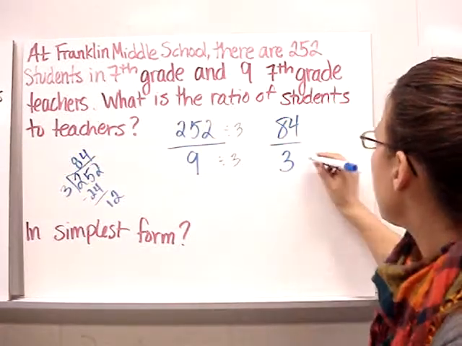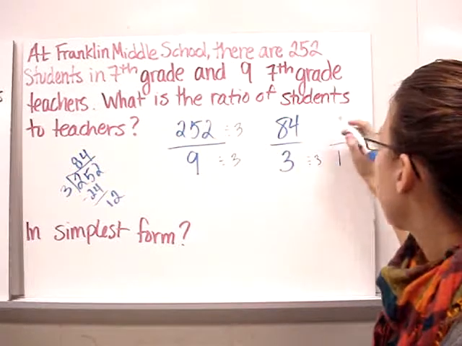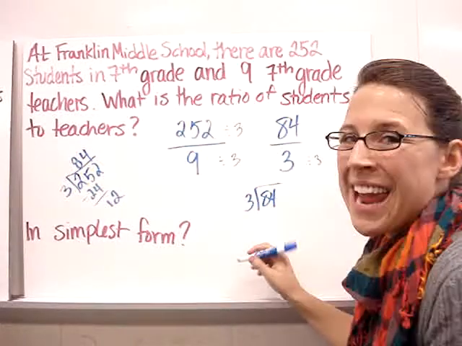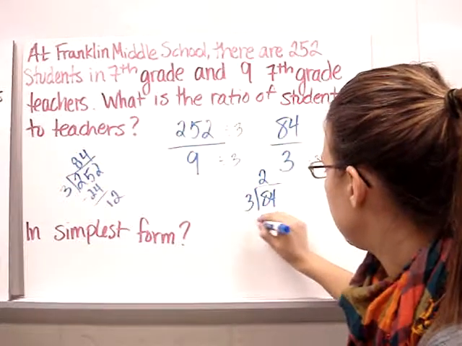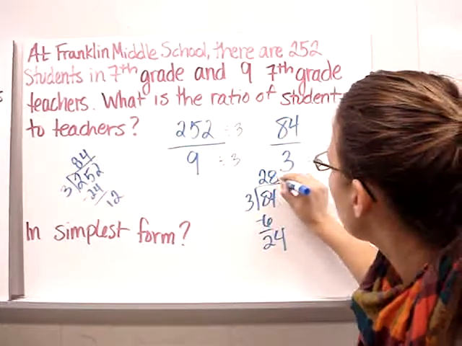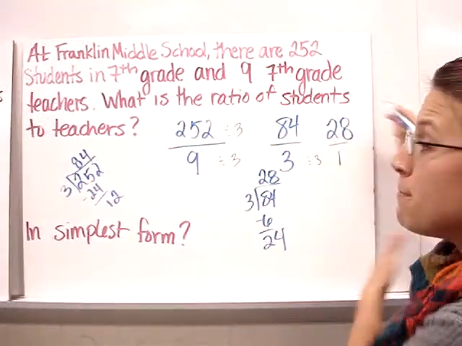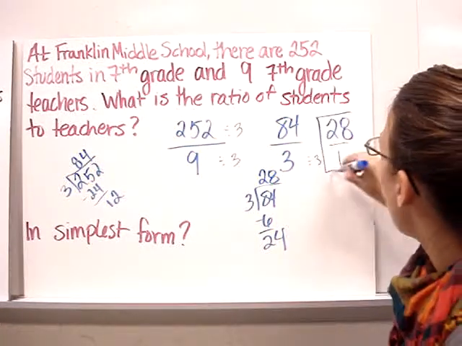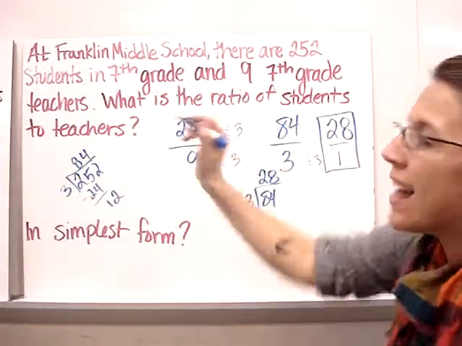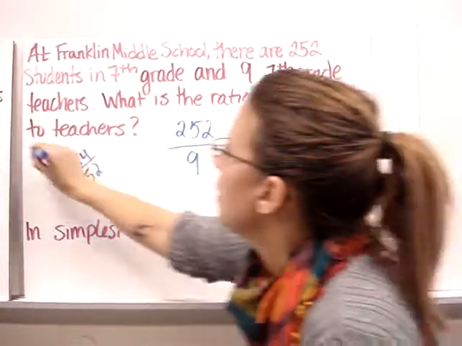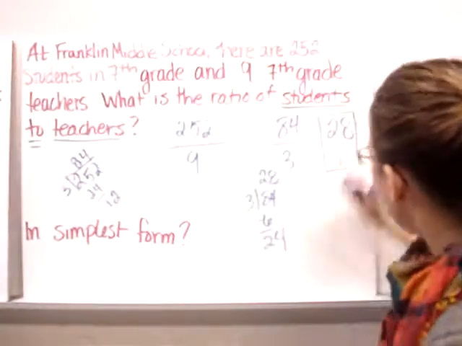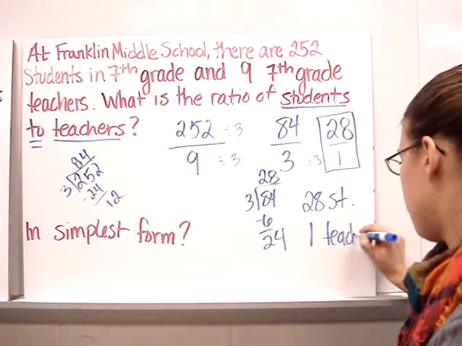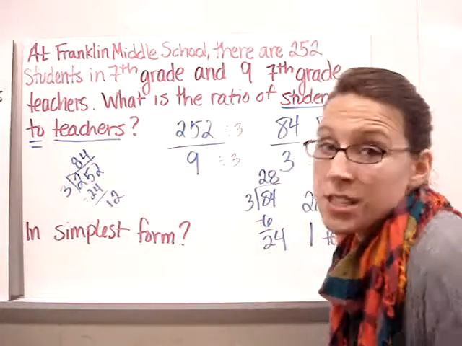So let's see. 3 divided by 3, well, that's 1. And 84 divided by 3. 3 goes into 8 2 times. So that's 6. 24. Lo and behold, 28. So what does this mean? It means that there are 28 what for every 1 what. Well, it asked us for students to teachers. So this is 28 students for every 1 teacher. Are your class sizes this size? Maybe.